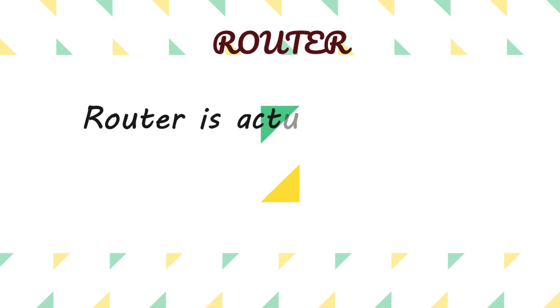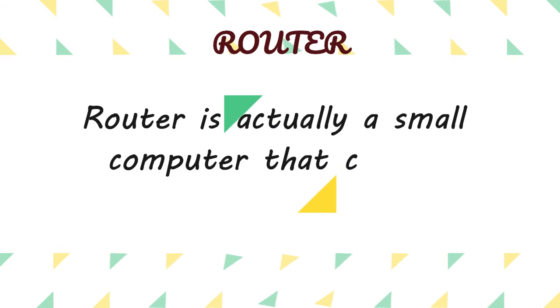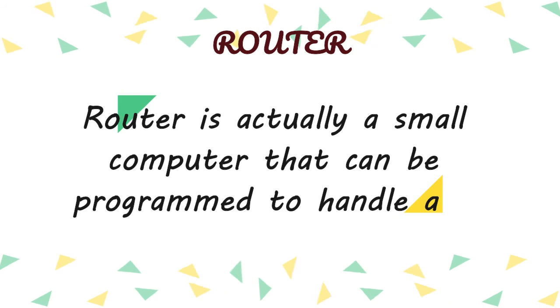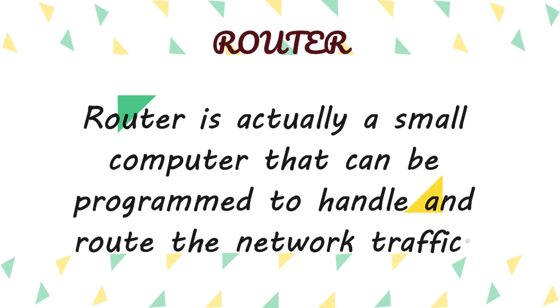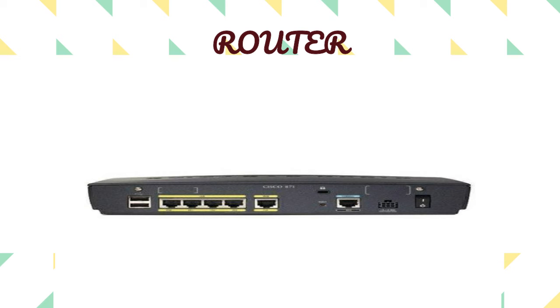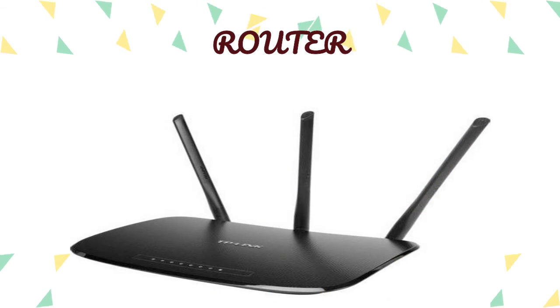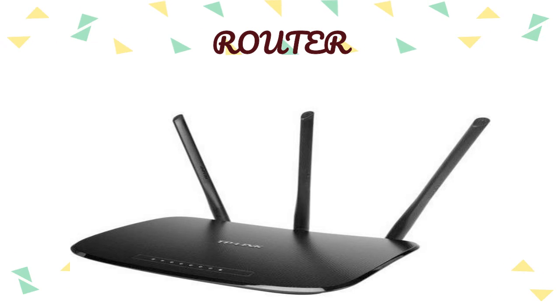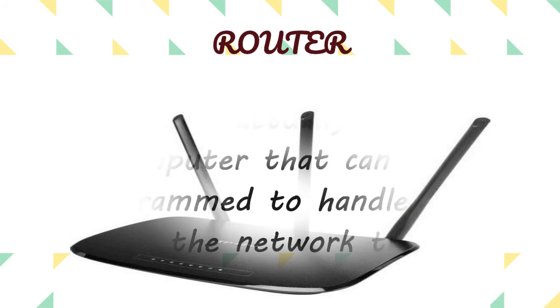The next networking device is called a router. A router is actually a small computer that can be programmed to handle or route the network traffic. It usually connects at least 2 networks together, such as 2 LANs, 2 WANs, or a LAN and its ISP network. We will discuss LAN and WAN in our upcoming classes. A router can calculate the best route for sending data and communication from one computer to another by using some protocols.